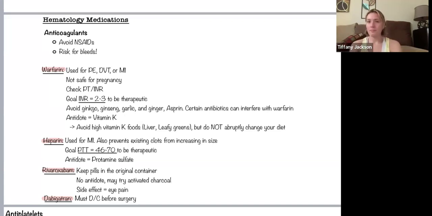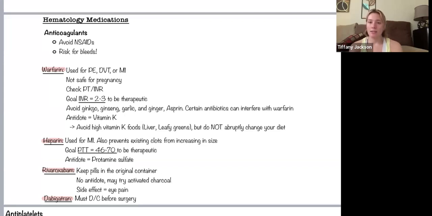Okay. Up next, we have heparin. Same thing, anticoagulant. For heparin, we want to measure the PTT. Our goal PTT is going to be 46 to 70. If it is elevated, like 200, patient is at big risk for bleeds. So we want to go ahead and give them protamine sulfate.